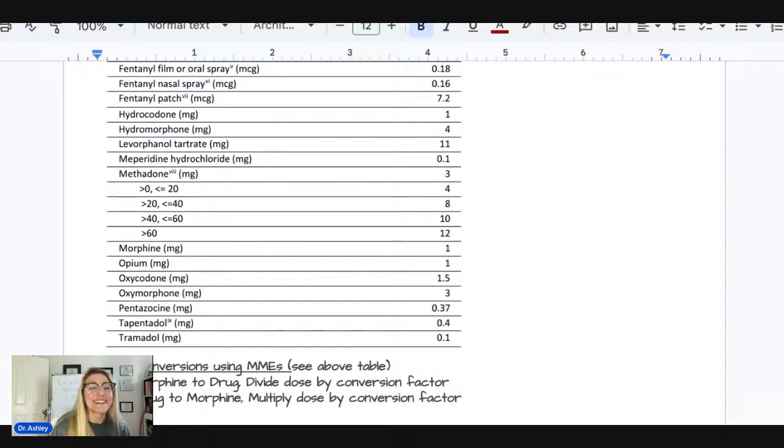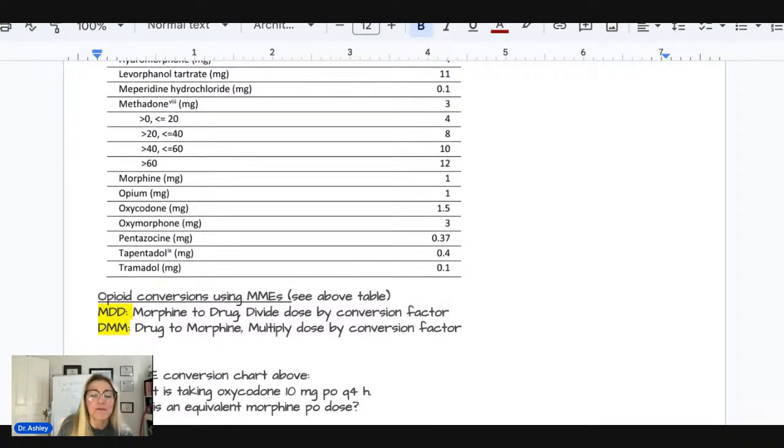So this is the trick. All you need to do is either multiply or divide. In order to know whether you multiply or divide: if you're going from morphine to another drug, you divide by the conversion factor. If you're going from drug to morphine, multiply. Drug to morphine, multiply. And that's it.